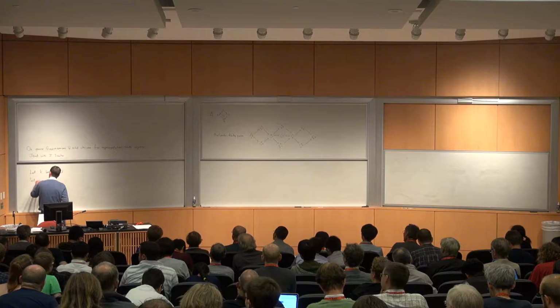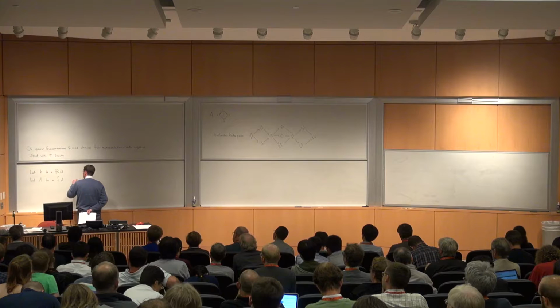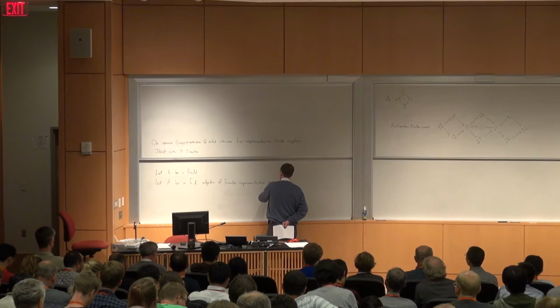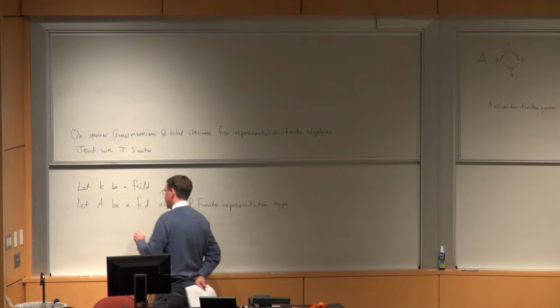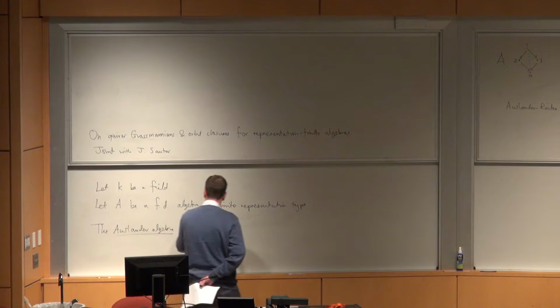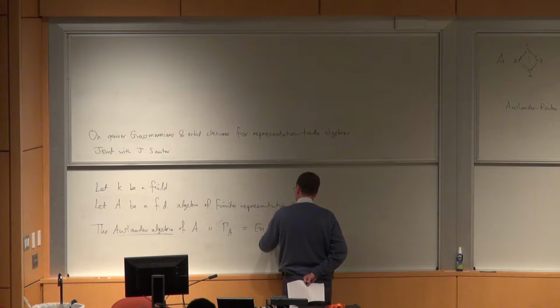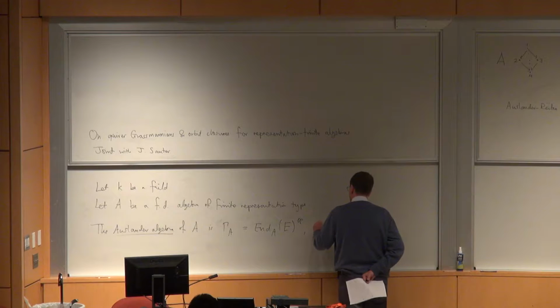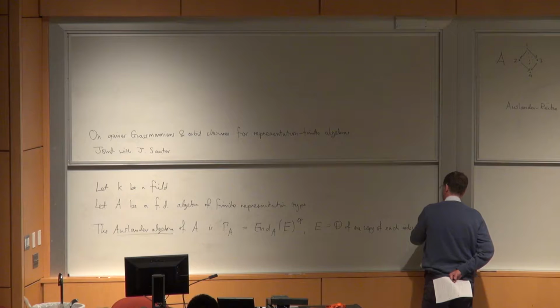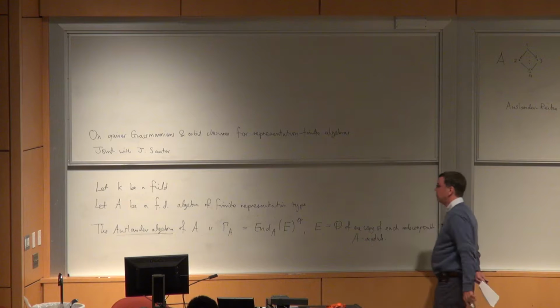Let A be a finite dimensional algebra of finite representation type. Then you all know that our standard algebra of A is gamma A, which is the endomorphism ring of E, I'll take the opposite of it, where E is the direct sum of one copy of each indecomposable A module. And because A is of finite representation type, the sum is finite.